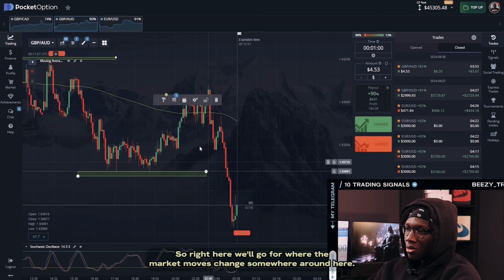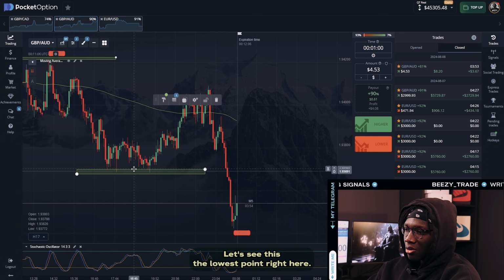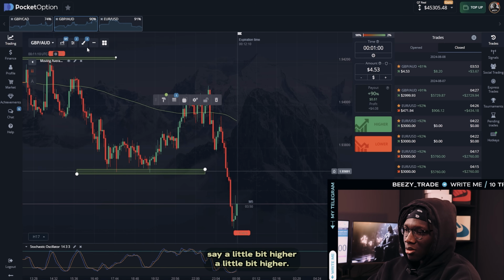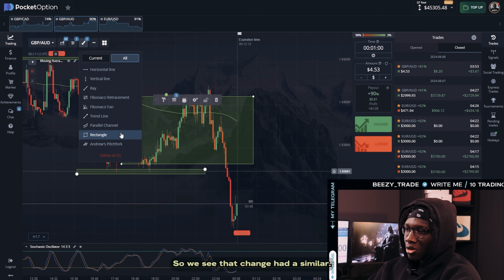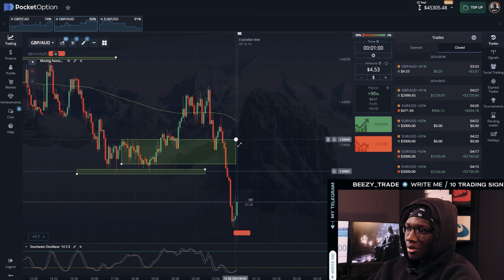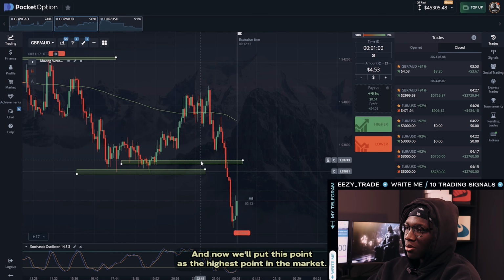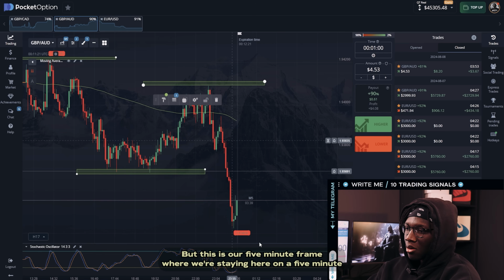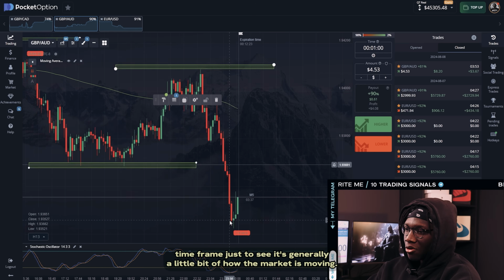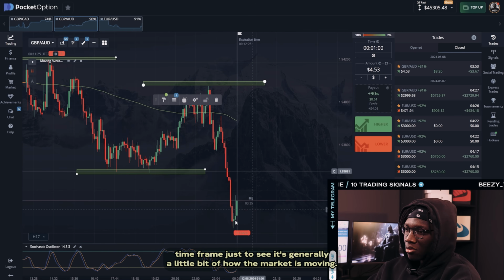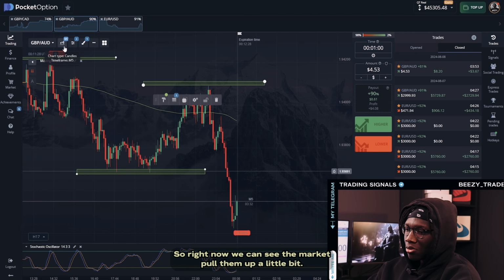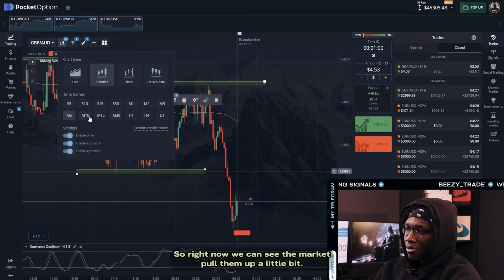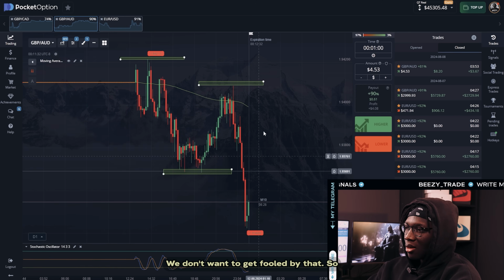So right here, looking for where the market moves change, somewhere around here. Let's say this is the lowest point right here. No, I'm going to say a little bit higher, just when we see that change. And now we'll put this point as the highest point on the market. We're staying here on the 5-minute time frame just to see generally how the market is moving. So right now we can see the market pulling up a little bit. We don't want to get fooled by that.